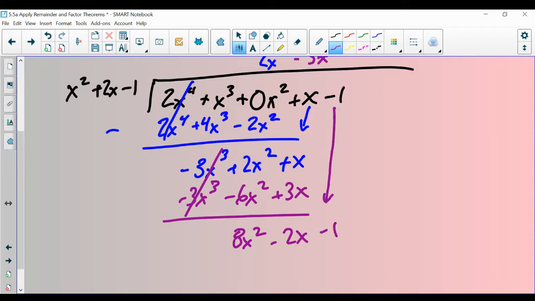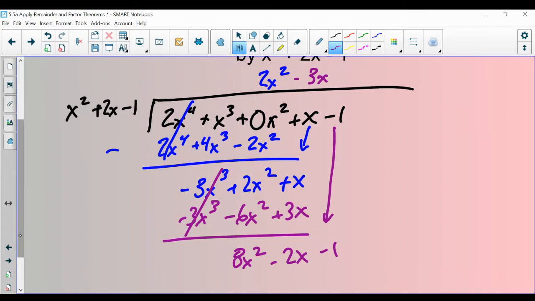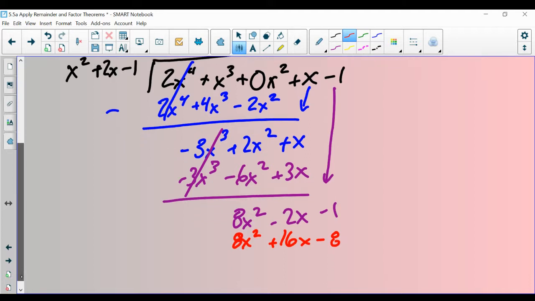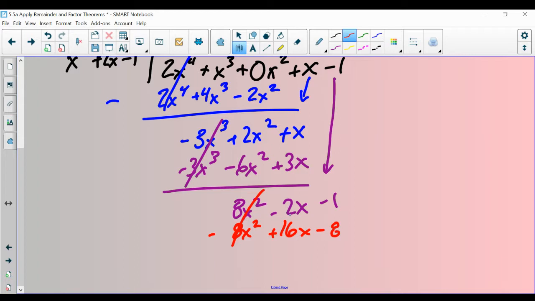Now we do it again, right? Another revolution of the same process. So we'd have to ask ourselves, what times x squared is 8x squared? And that would be an 8. Multiply 8 by all three of those, you would get 8x squared plus 16x minus 8. From here, you would subtract these. These cancel. Negative 2x minus 16x would be negative 18x. Negative 1 minus negative 8 would be negative 1 plus 8, which would be positive 7.